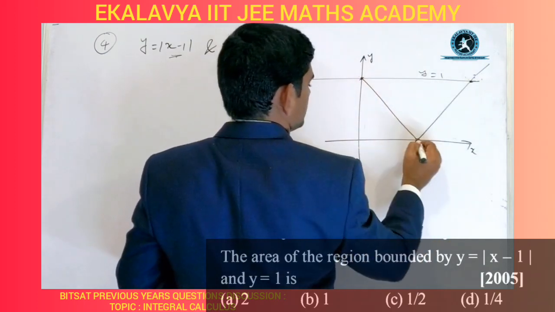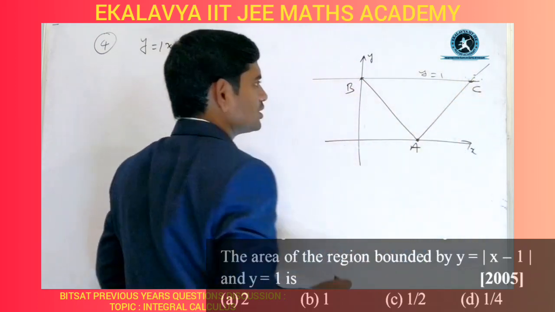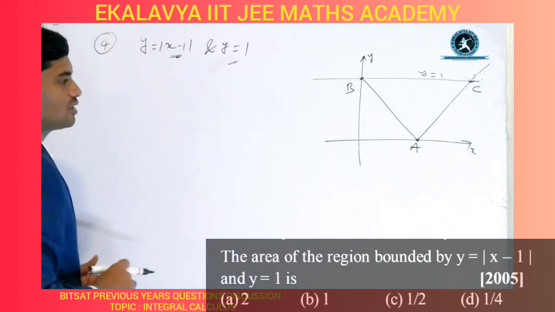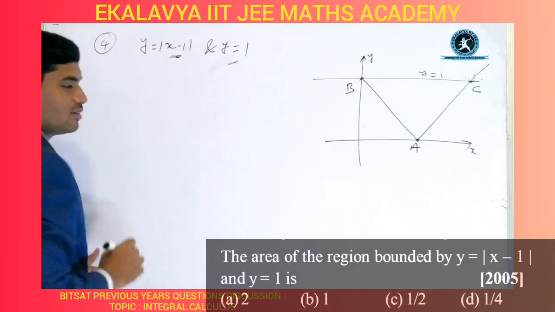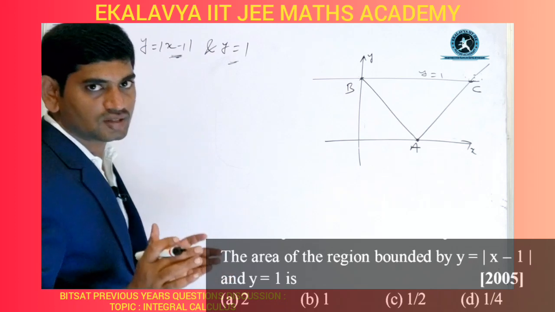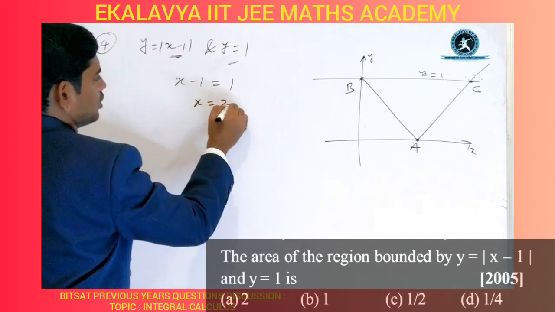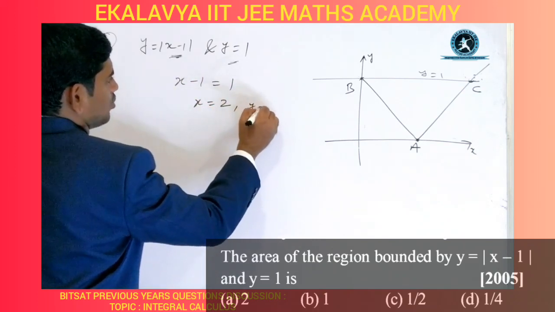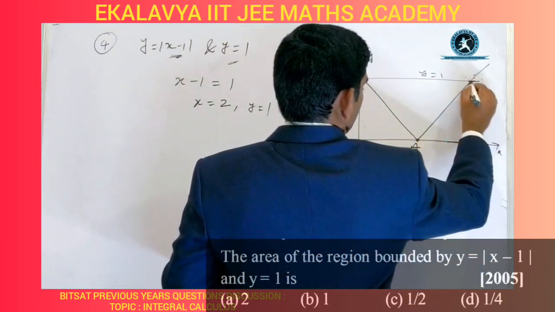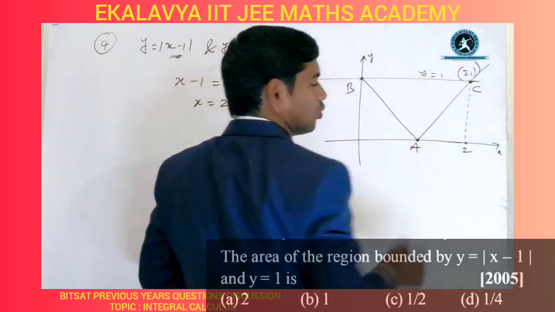So how can we find these points now? I am taking this as point A, this point B, and this as point C. Now this line y equal to 1 touches the modulus of x minus 1 at some points. Modulus of x minus 1 means plus or minus of x minus 1. One time I am taking positive: x minus 1 is equal to 1, then x is equal to 2. So at x equal to 2 we have y equal to 1. So this point is 2 comma 1.